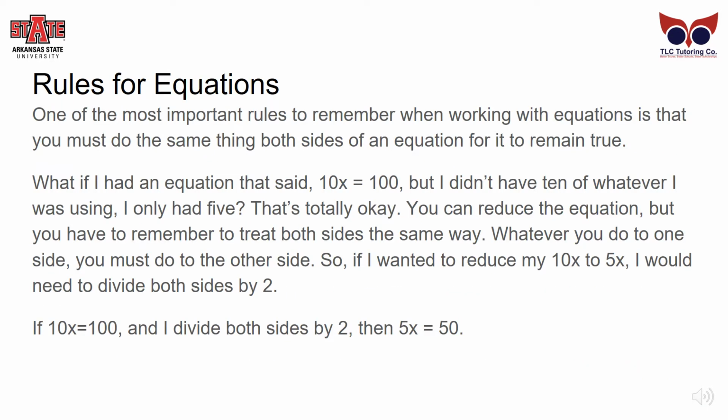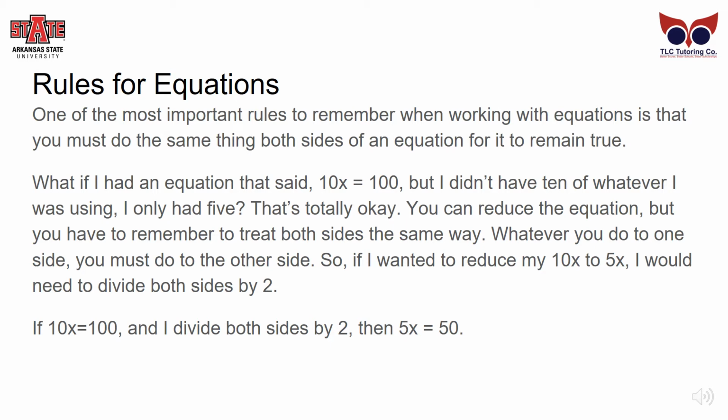Rules for equations. One of the most important rules to remember when working with equations is that you must do the same thing to both sides of an equation for it to remain true. What if I had an equation that said 10x equals 100, but I didn't have 10 of whatever I was using? I only had 5. That's totally okay. You can reduce the equation, but you have to remember to treat both sides the same way. Whatever you do to one side, you must do to the other side.